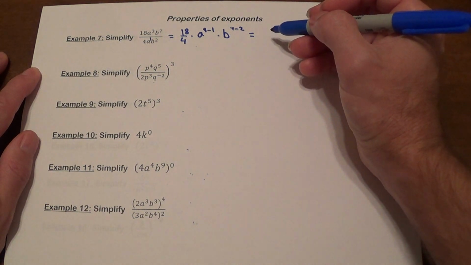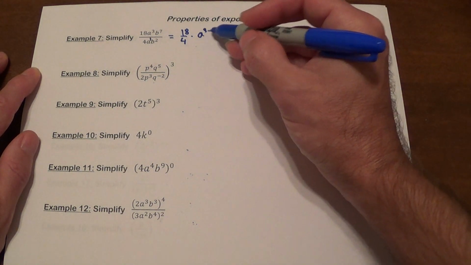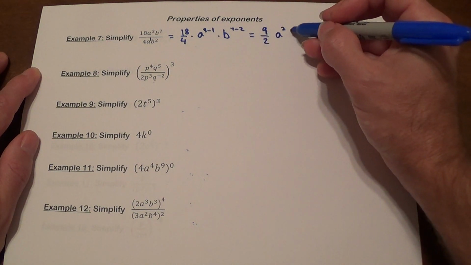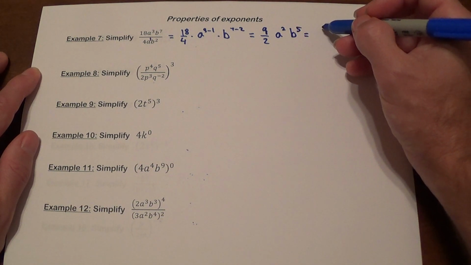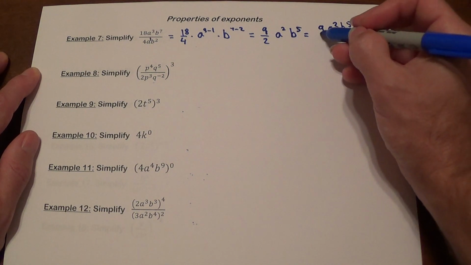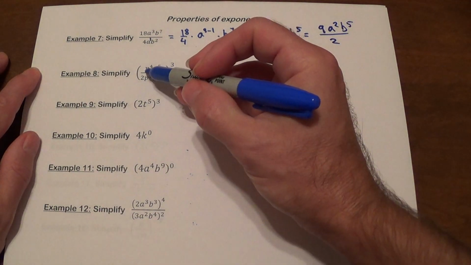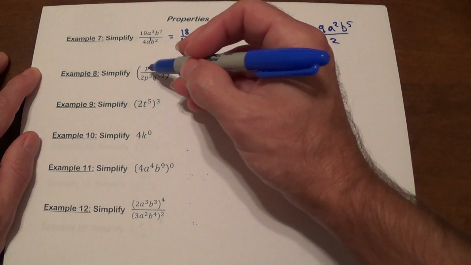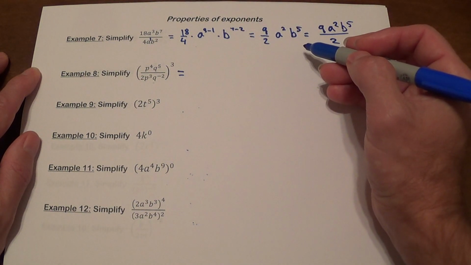So 18 divided by 4 can be simplified to 9 over 2, because remember, we're still dividing. 3 minus 1 gives you a to the power 2, and 7 minus 2, that's b to the power 5. Typically we write it as a single fraction, so it's going to be 9a squared b to the 5th divided by 2. When you have some kind of a complicated expression and there's an exponent outside, what we typically do first is simplify the expression inside. Hopefully with this previous example it's going to be easier.